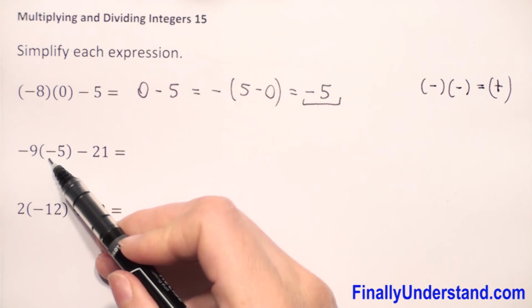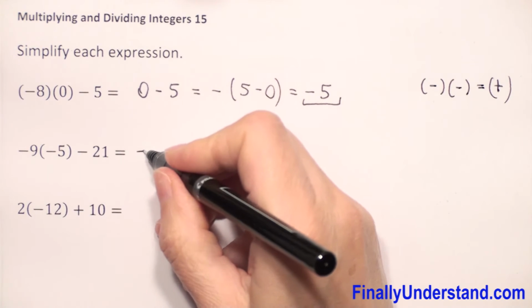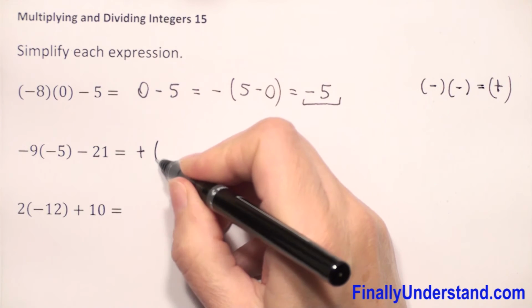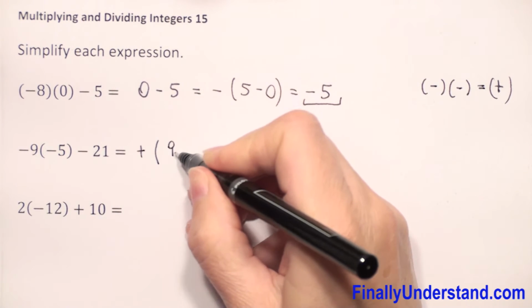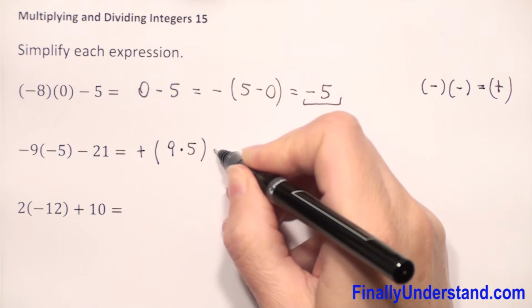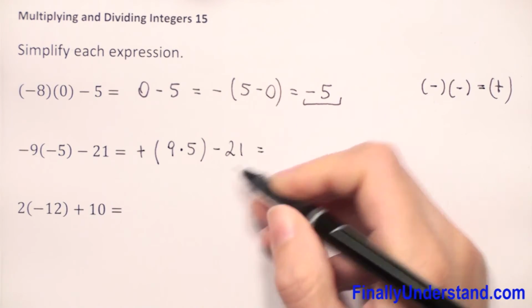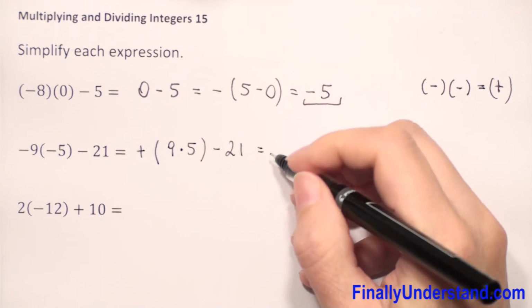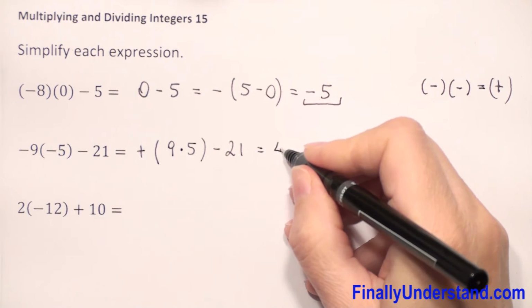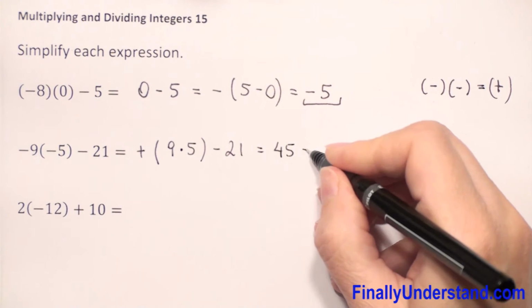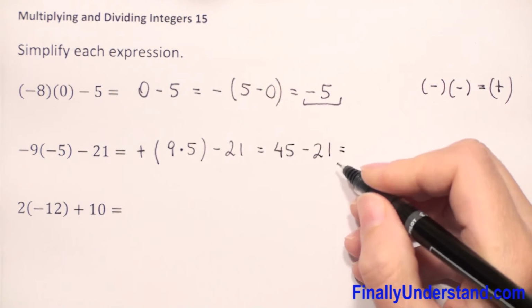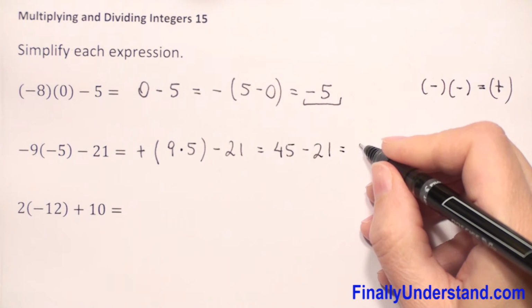So negative times negative gives me a positive answer, so I can write plus. And we have to multiply 9 times 5 and minus 21 we copy. Positive sign we don't have to write, so we have 9 times 5 is 45 minus 21. So this is equal 24.